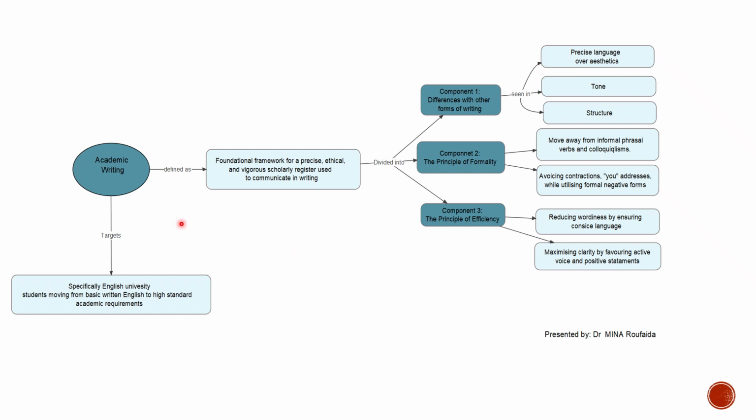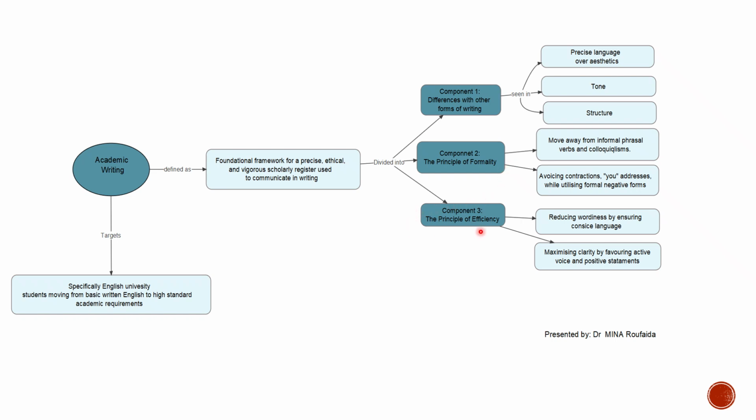Starting off, academic writing in our first lesson is going to be divided into three main components. The first would be a clear definition of what academic writing is and the differences between it and other genres of writing. The second component would be the principle of formality, and we will see how strategies could help us achieve formality in our writing, which is basically the most differentiating element in terms of the style of writing that is noticeable in academic writing and other forms of writing.